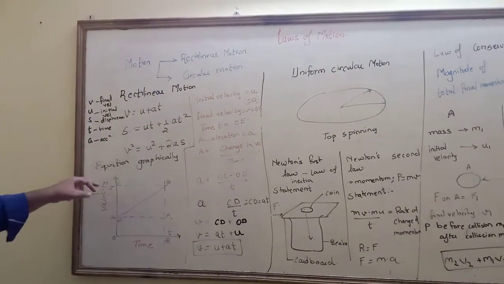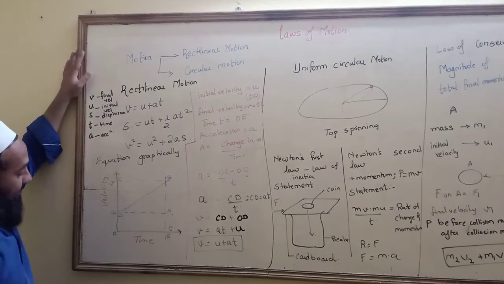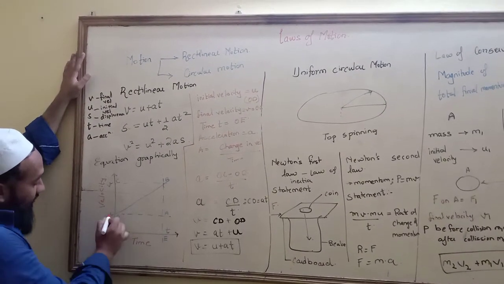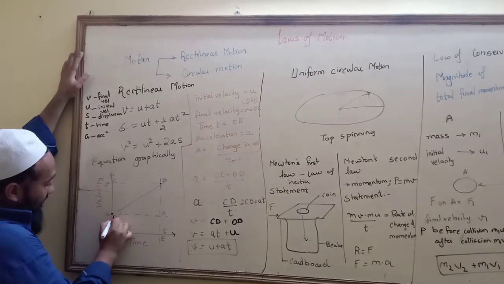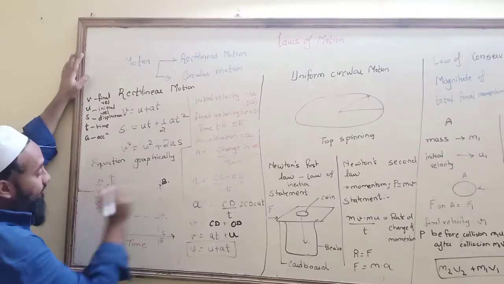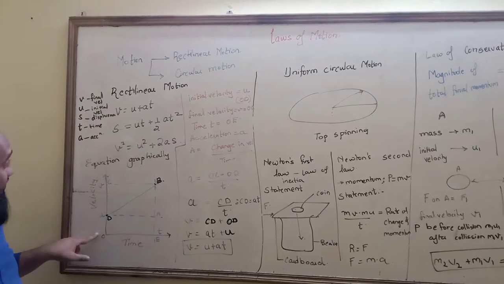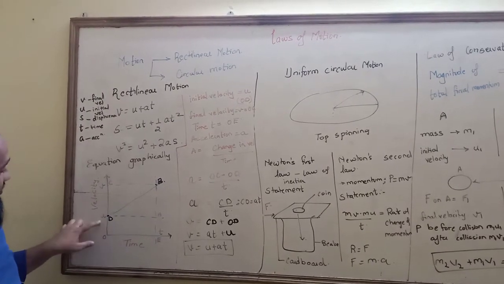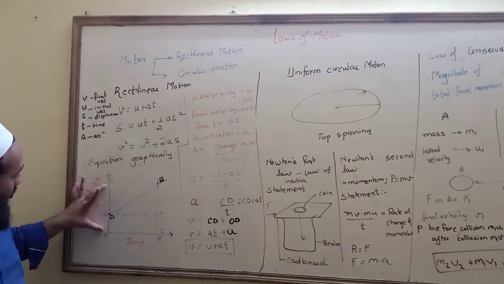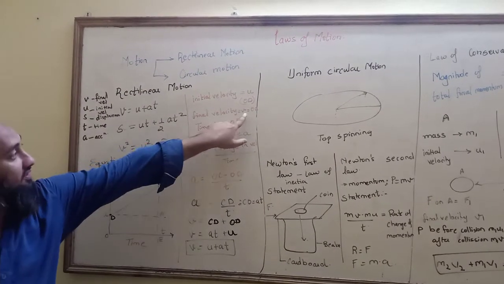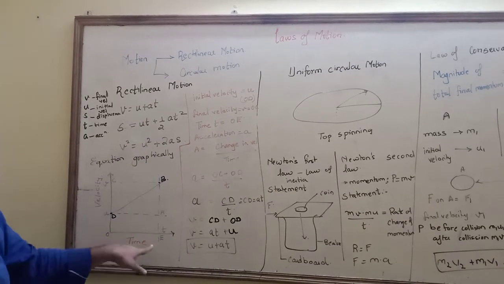Now I am proving only the first equation graphically. See, if I draw a diagram, the body has started from point D till B. Okay, this is the graph. So I have written over here, initial velocity is u, that is OD. Final velocity is OC, that is v. And time is OE.